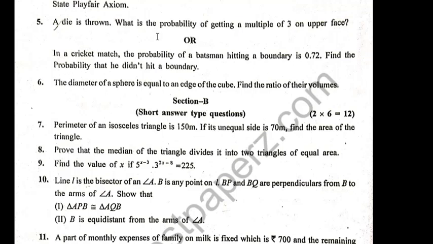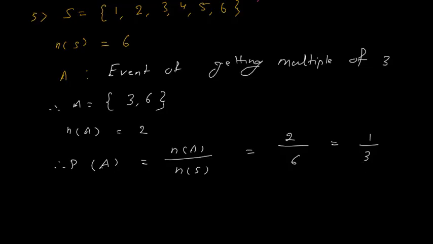Another question: in a cricket match, the probability of a batsman hitting a boundary is 0.72. Find the probability that he didn't hit the boundary. There are only 2 chances, whether the batsman will hit the boundary or he will not hit the boundary.